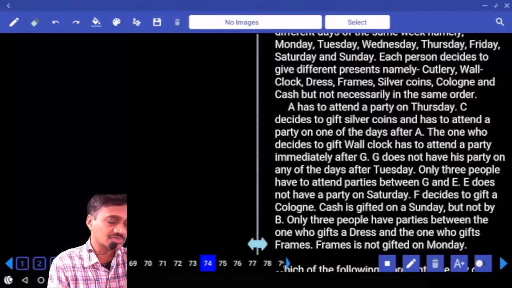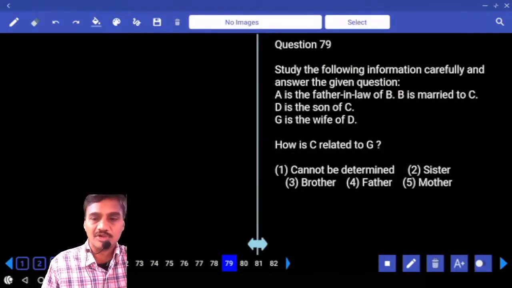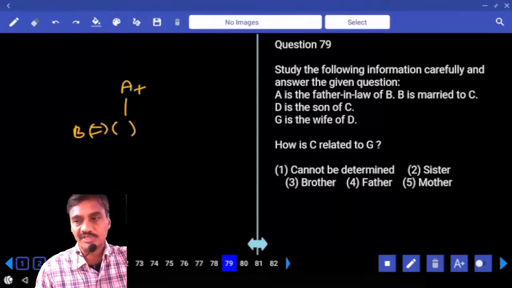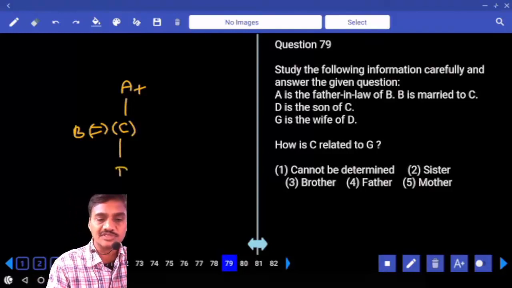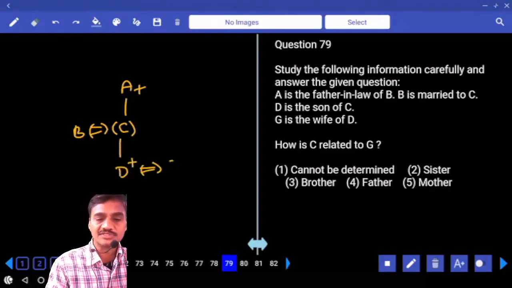Then coming to question numbers 79 and 80, blood relations. A is the father-in-law of B, how do we do it? A is the father-in-law of B means B's spouse's father is A. B is married to whom? B is married to C. D is the son of C. D is the son of B and C. And G is the wife of D.